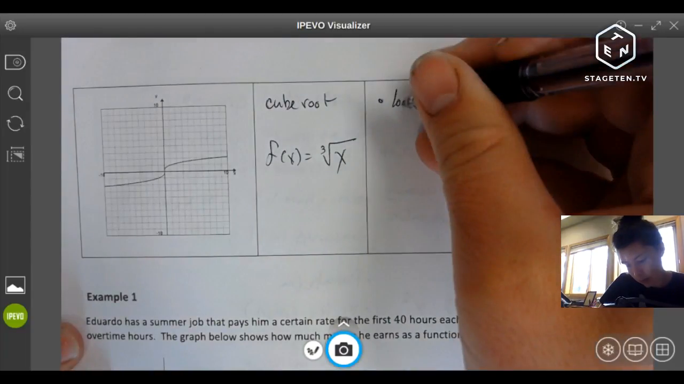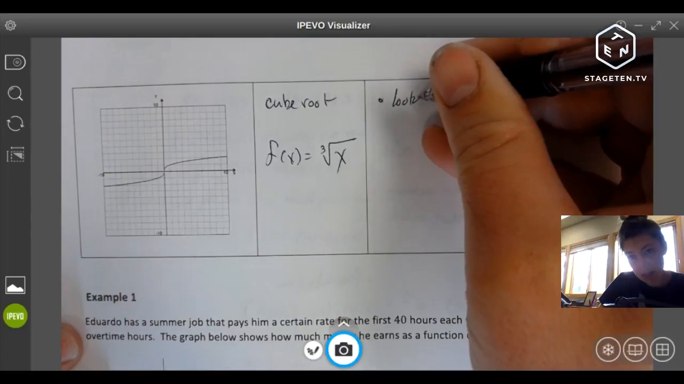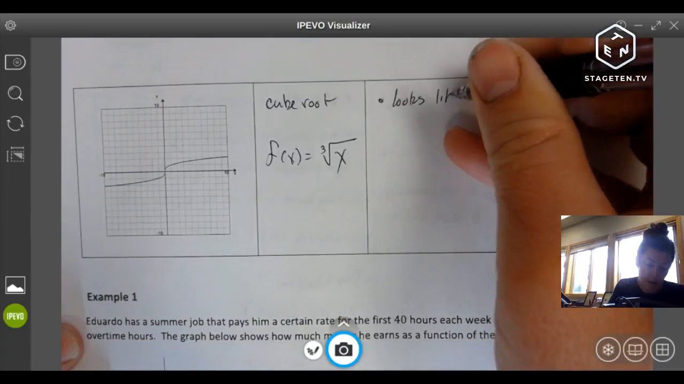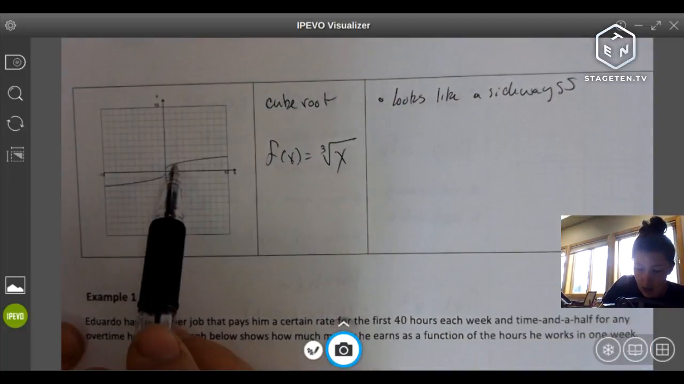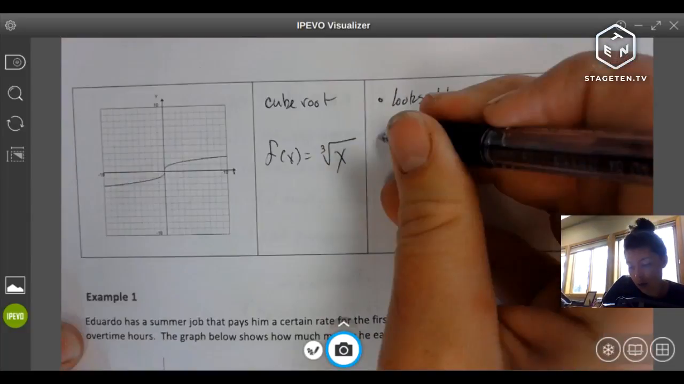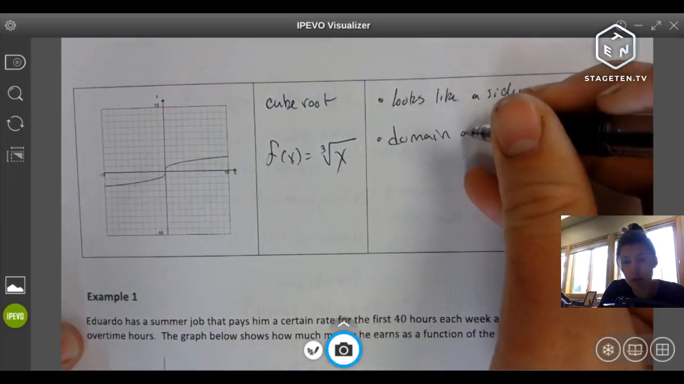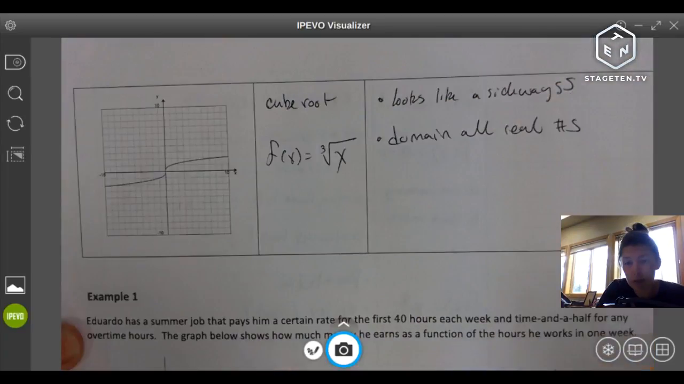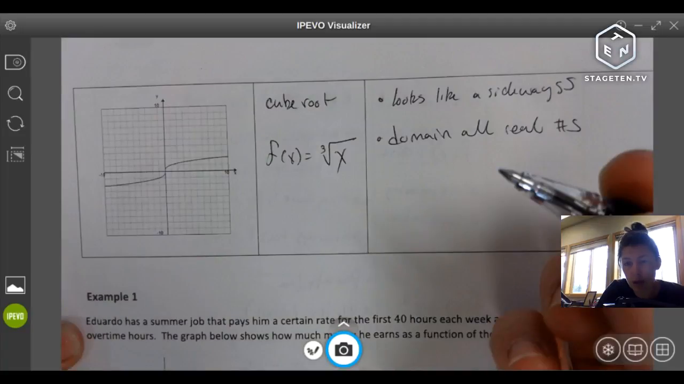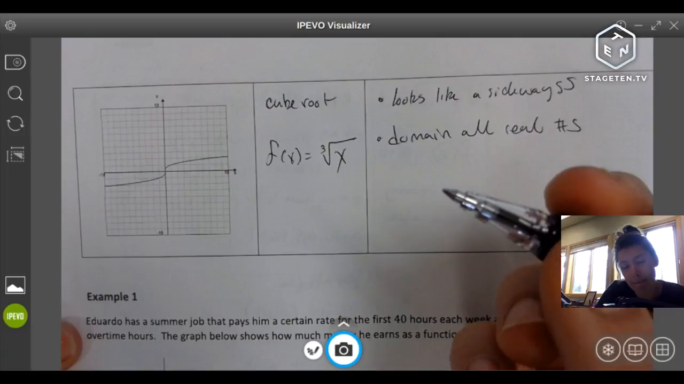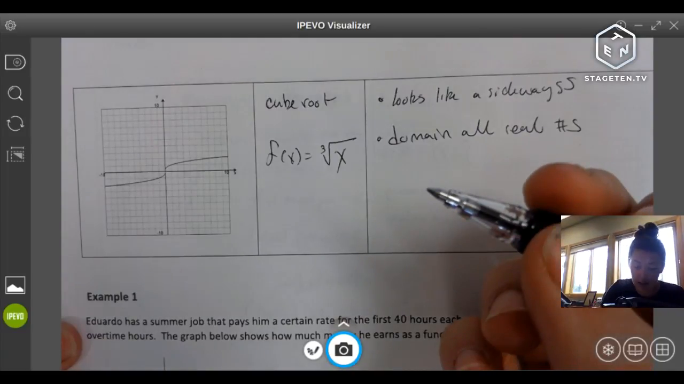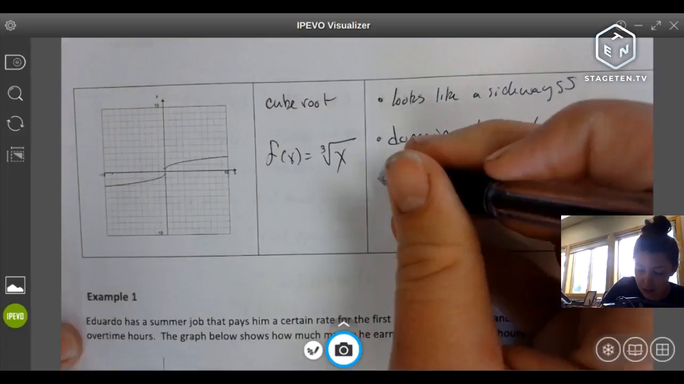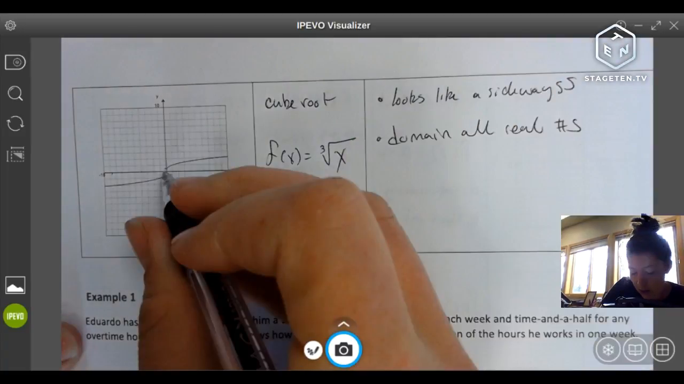All right, so what do we know about this one? Overall shape and reflection, it's an S curve, right? Kind of looks like a sideways S. The domain goes forever this way and forever this way. So domain, all real numbers. What else?